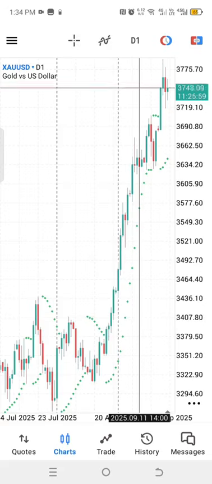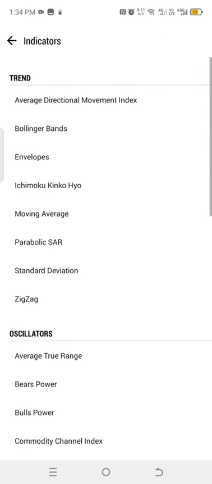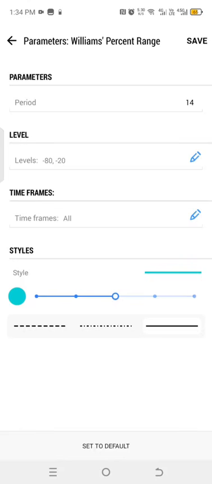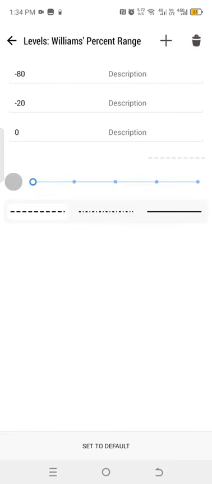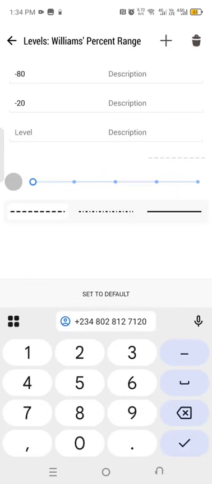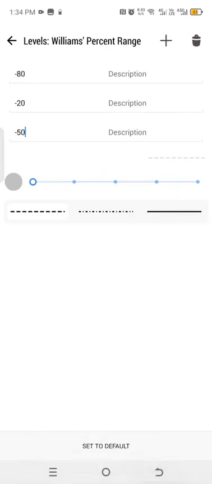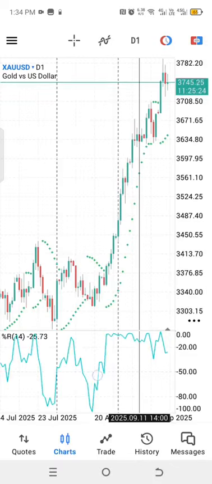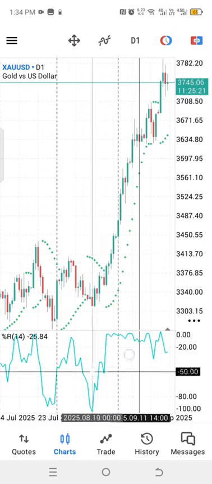Good. So I'm going to be adding the very next indicator on the chart, and that's what we call the Williams percentage indicator. For the Williams percentage indicator, I'm making use of period 14, levels minus 80, minus 20, and I'm going to be adding one more level. I'm going to be making use of level minus 50. It's a very important level for us. So I'm going to click on save, and yep. So this is my Williams percentage indicator on the chart, guys.